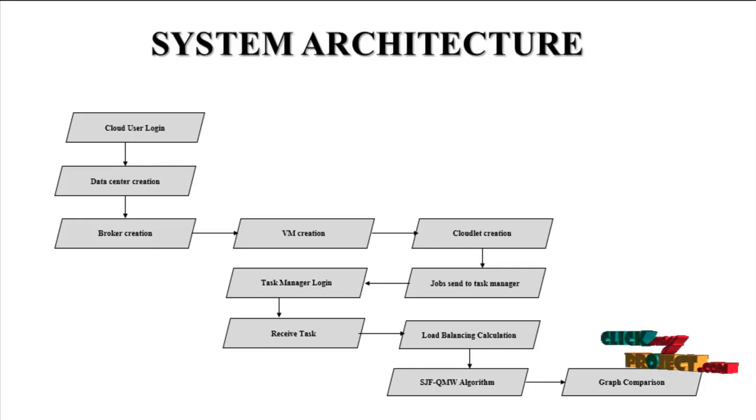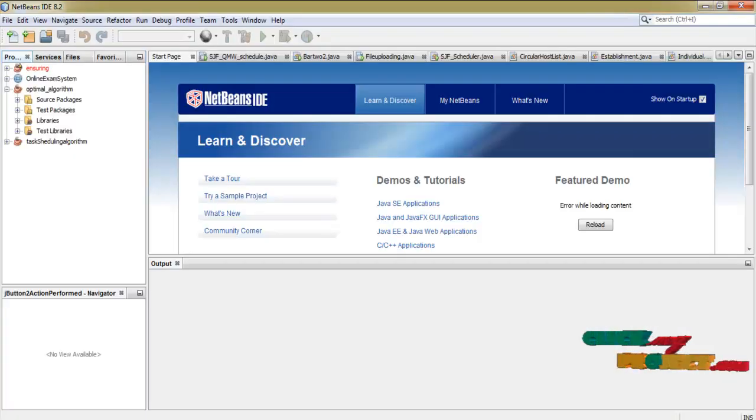Then the task manager should log in to this portal, receive a task from the cloud user, and after receiving the task, the manager calculates the load balancing of the task. Then the SJF-QMW algorithm is implemented here. Then the results are displayed, and after finding the result, we create a comparison graph. And now we start a demo session.